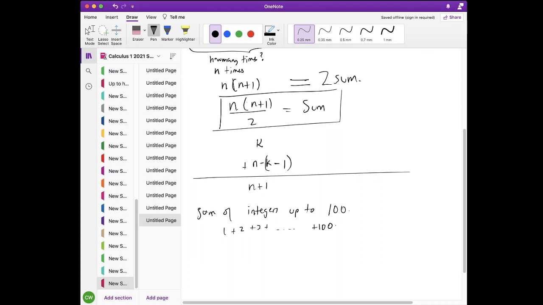So now you don't have to do that by hand. You just know that we figured out this formula, that it's just going to be 100 times 100 plus 1 divided by 2. So that's 50 times 101. All right, so any questions on that? So that's 5,050.